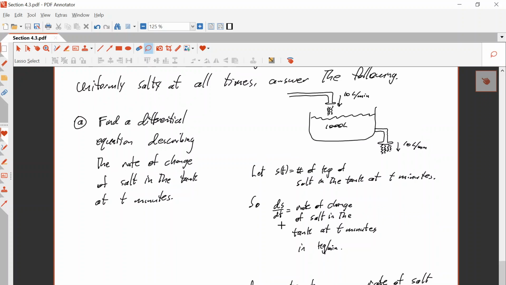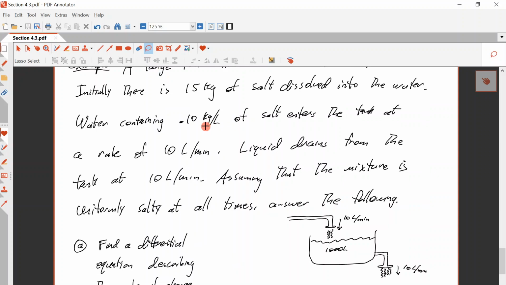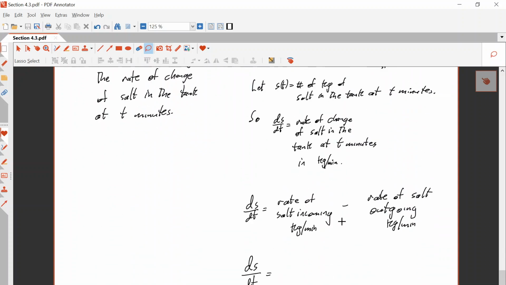All right, well, what's the salt coming in? Well, we've got 10 liters a minute coming in, and that has 0.10 kilograms per liter. Now we want kilograms per minute. Well, kilograms per liter times liters per minute gives you kilograms per minute. The liters cancel out, right? That whole label canceling thing.